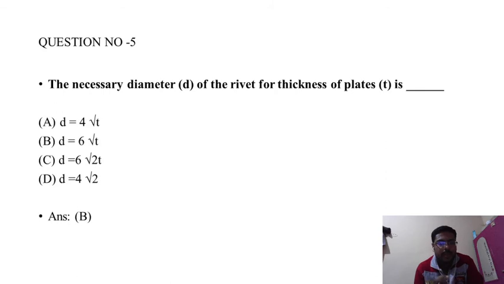Carefully observe the question and guess your answers. The necessary diameter D of the rivet per thickness of plate T is: Option A, D is equal to 4 into root of T. Option B, D is equal to 6 into root of T. Option C, D is equal to 6 into root of T. Option D, diameter D is equal to 4 into root of 2.